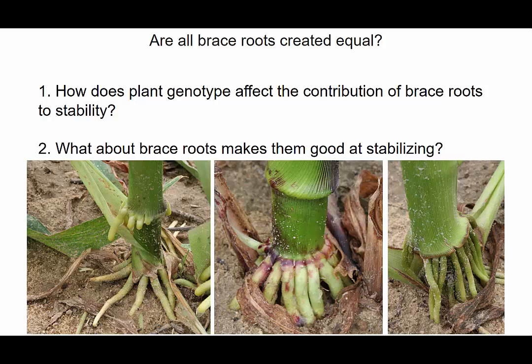So I've shown you here 3 different pictures of brace roots. On the far left, you see one where the brace roots kind of track the soil surface before they penetrate into the soil. In the middle are ones that penetrate immediately. And on the right, we have ones that also penetrate immediately but are a lot thinner, right? Does any of this impact the ability of a brace root to stabilize a plant?